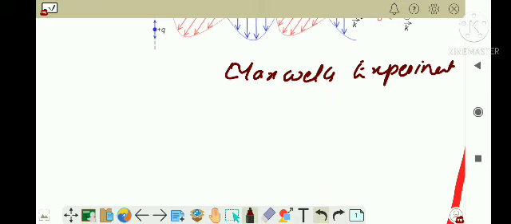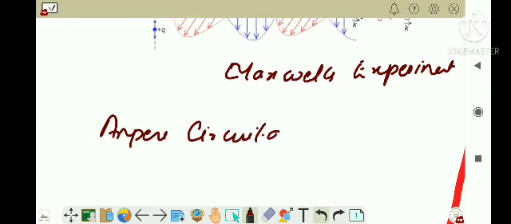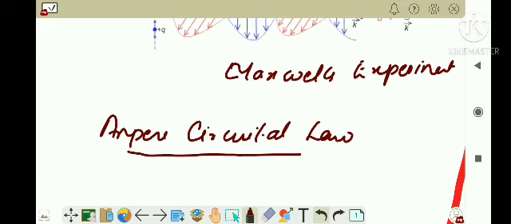Now Maxwell worked on the inconsistency of Ampere's circuital law. You know Ampere's circuital law, right? You studied about it, right? He said that there was some inconsistency. He didn't say that it was wrong. He just said that there are some gaps in Ampere's circuital law which were supposed to be filled. Ampere's circuital law had some inconsistency which was totally corrected by Maxwell.